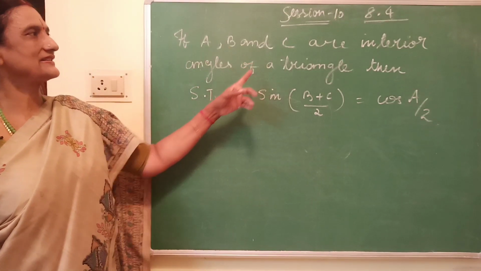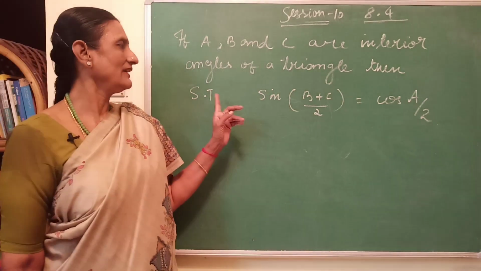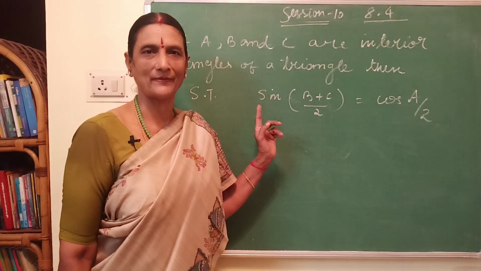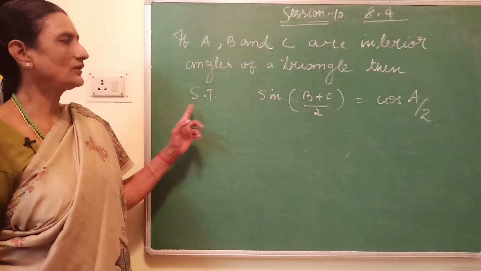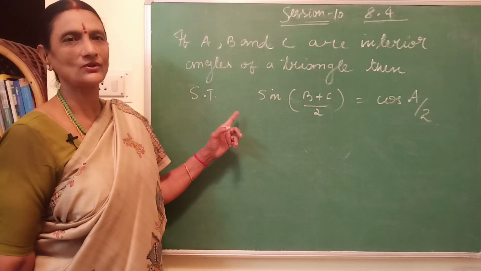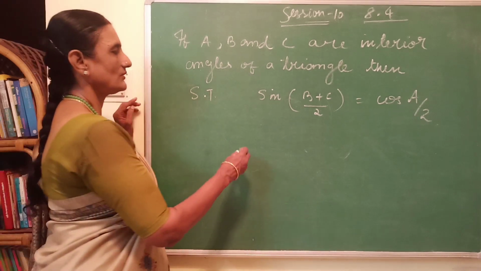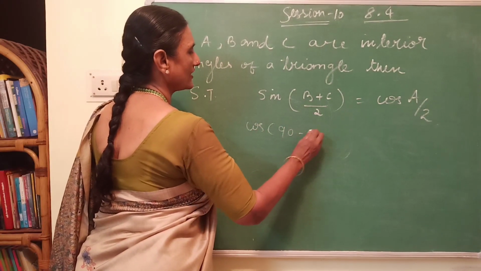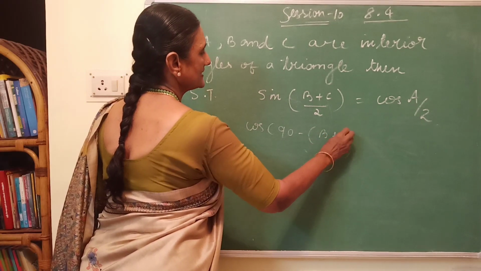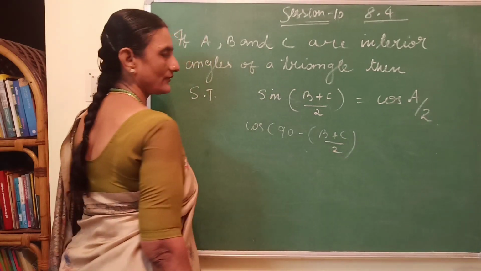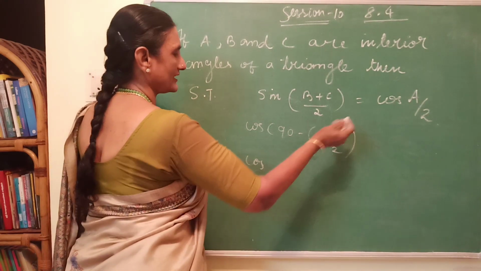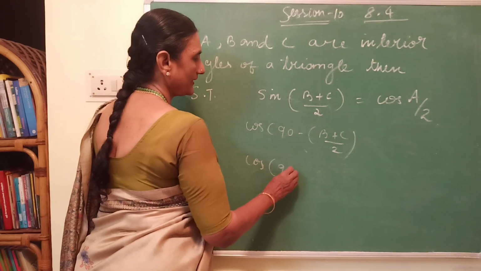If A, B and C are interior angles of a triangle, then show that sine of (B plus C) by 2 is equal to cos of A by 2, we have to prove. Now we know that sine of any angle is equal to cos of its complement. So it is cos of 90 minus (B plus C) by 2. You have to write it. Now we have to get the answer in terms of A. How do we get it?